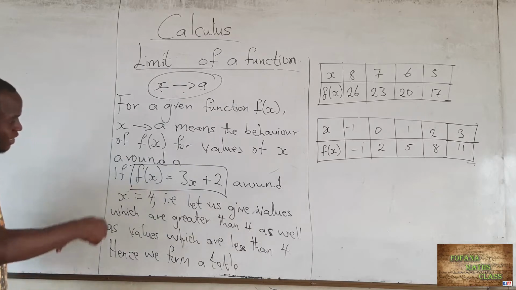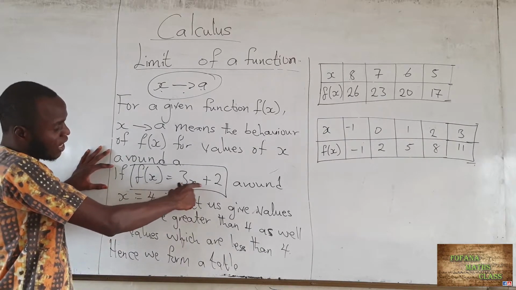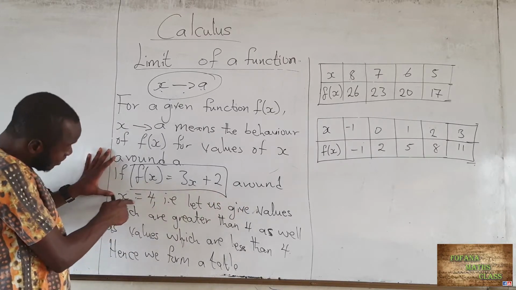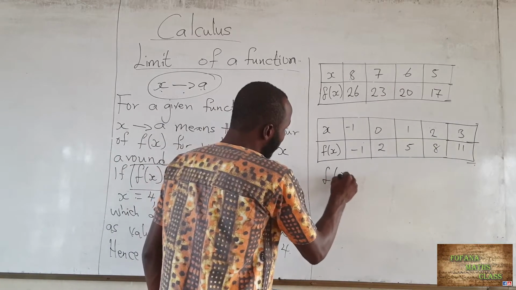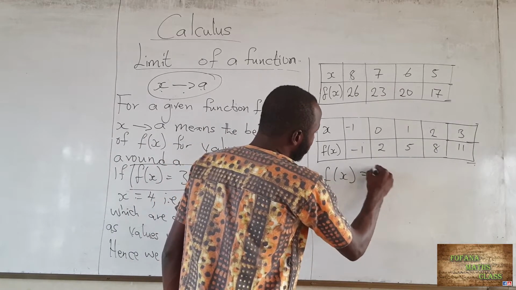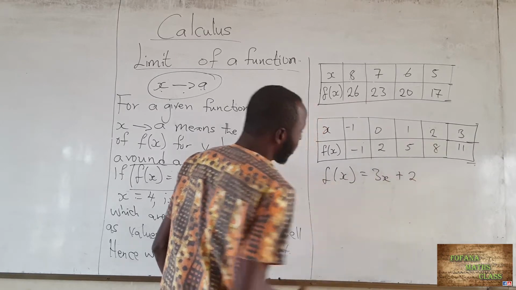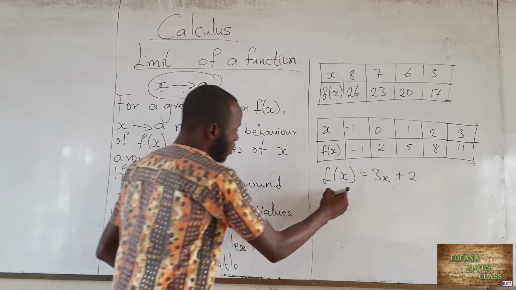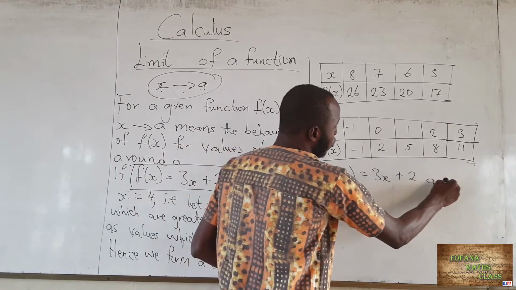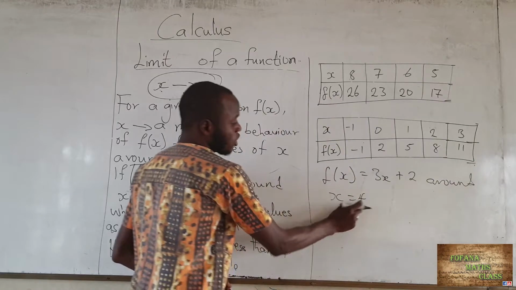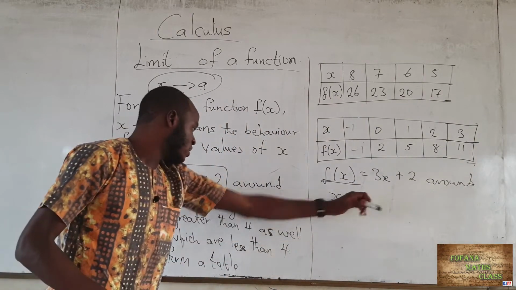Now we have an example here: if f of x is equal to 3x plus 2, around x is equal to 4. So when you have a function f of x equal to 3x plus 2, and x is equal to 4, what will be the behavior of f of x around x is equal to 4?